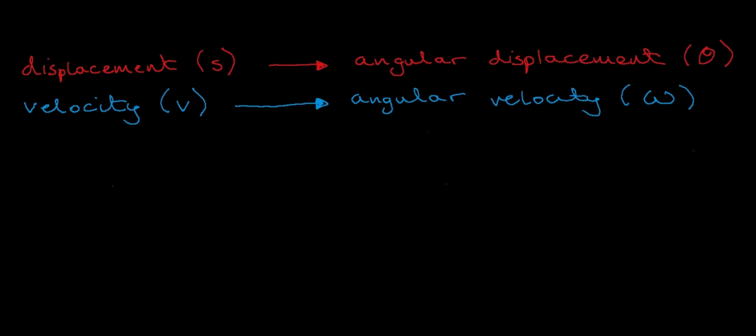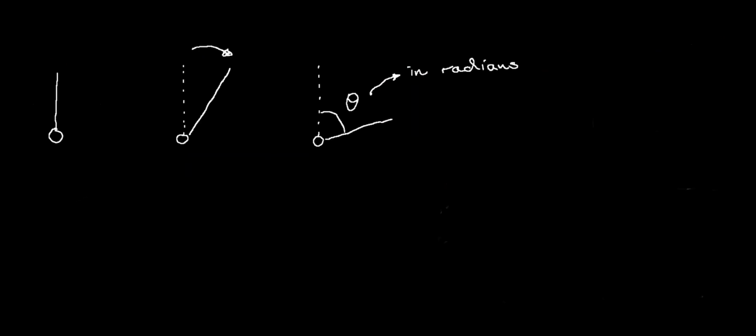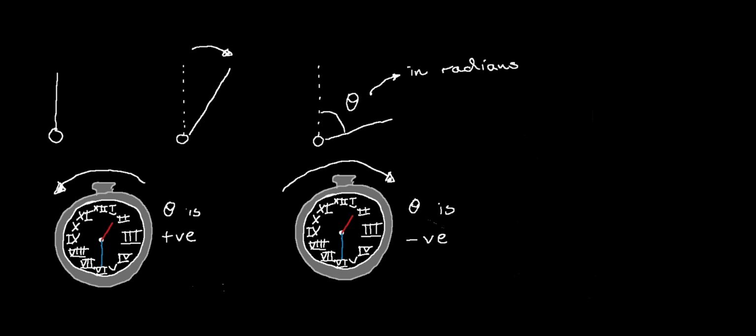Just as linear mechanics has values such as displacement, velocity, and acceleration, rotational mechanics has equivalents like angular displacement, angular velocity, and angular acceleration. The first of these values, angular displacement, is the angle through which any point in a rotating system revolves, and is usually measured in radians. It is a vector quantity, with counterclockwise rotation being positive and clockwise rotation being negative.